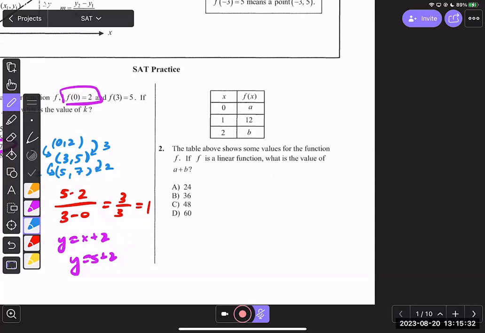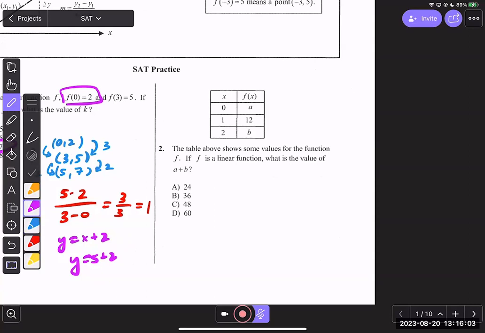I think it's 24. Okay, and how so? So x is an input and f is an output. So if 1 times f is equal to 12, then that means f is equal to 12.